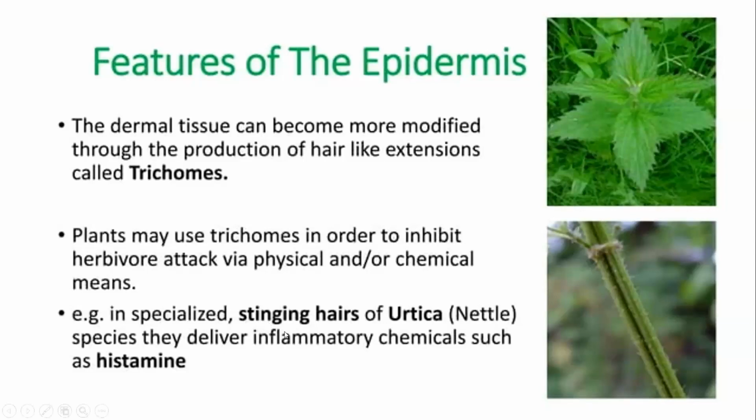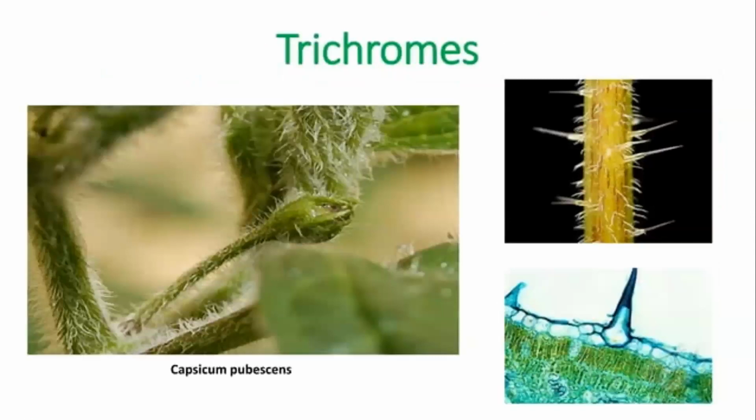In specialized cases, stinging hairs are seen in Urtica species. They deliver inflammatory chemicals such as histamine, so when we touch these stinging hairs, the chemicals secreted cause inflammation of the skin due to the presence of histamines. These are the protective structures produced by the epidermal tissue system.